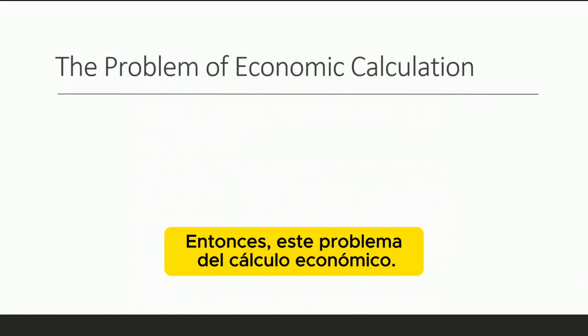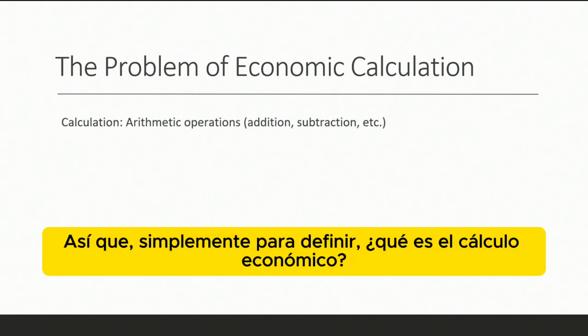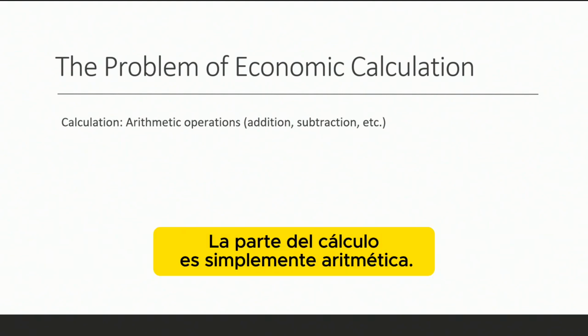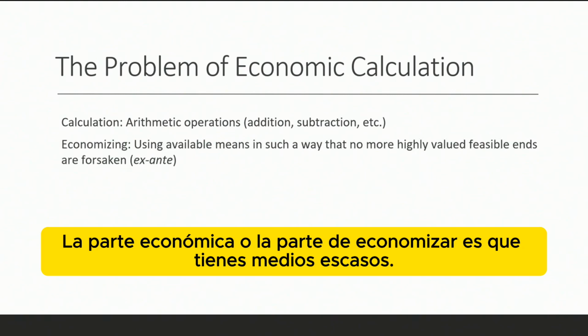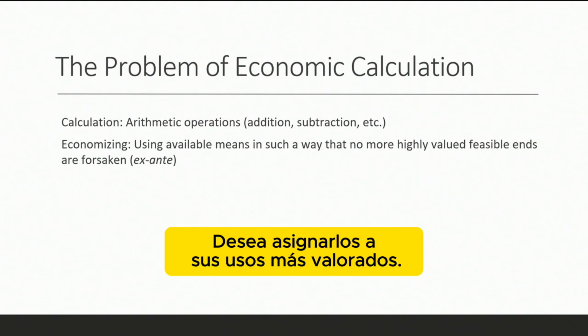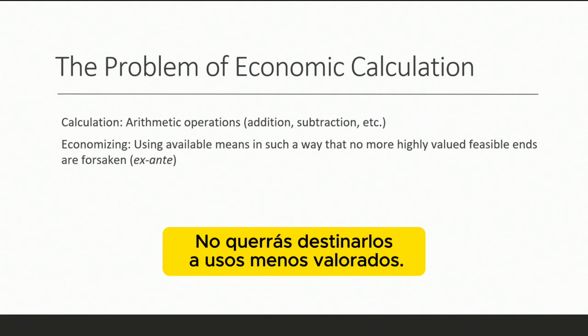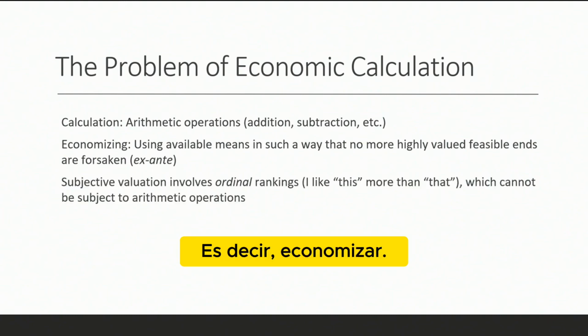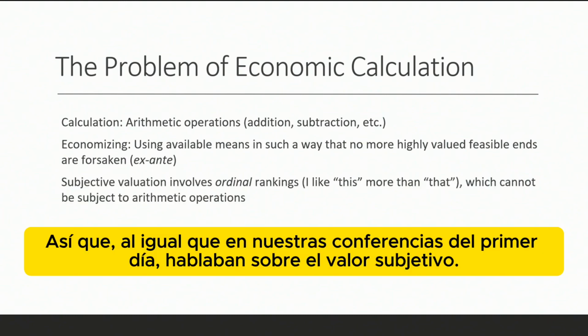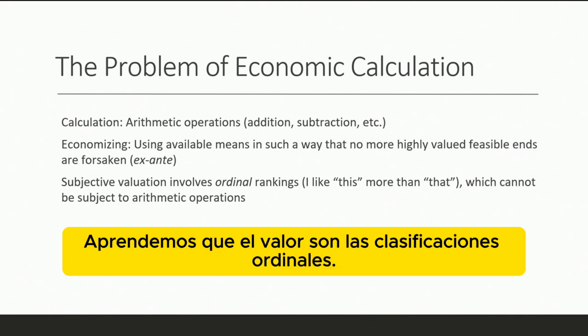Okay. So this problem of economic calculation. Let's define what economic calculation is. The calculation part is simply arithmetic. You have numbers, you add and subtract them, that's calculation. The economic part, or the economizing part, is you have scarce means. You want to allocate them to your most highly valued uses. You don't want to allocate them to less valued uses. You don't want to forsake those higher valued uses. That is economizing.